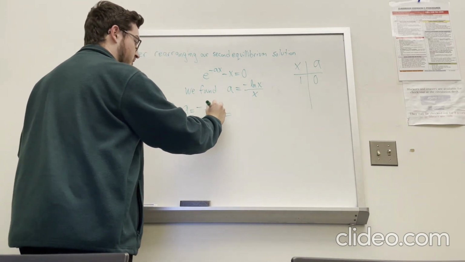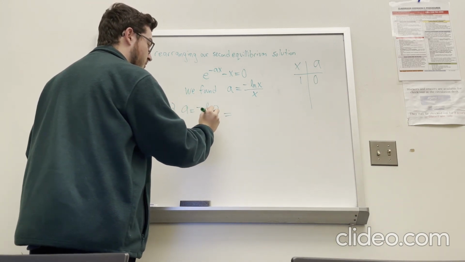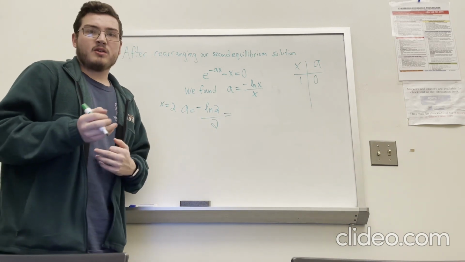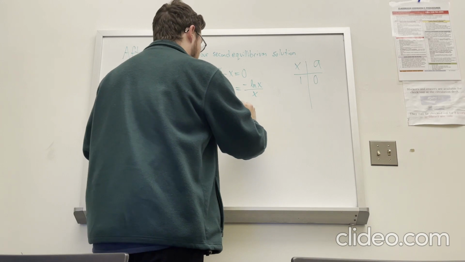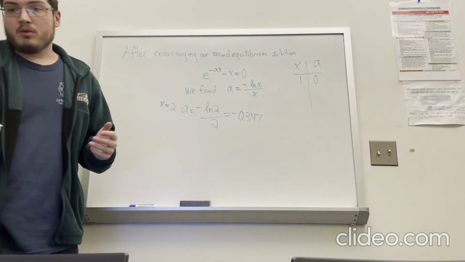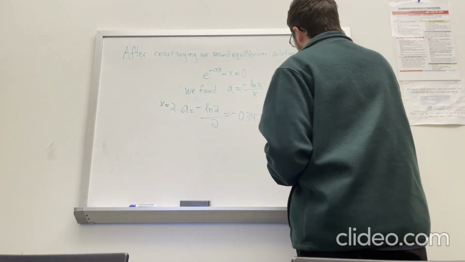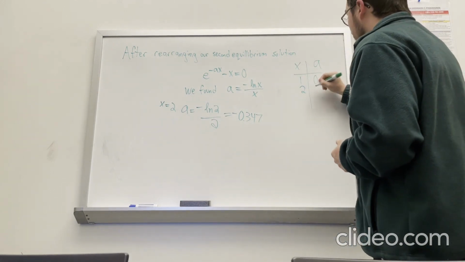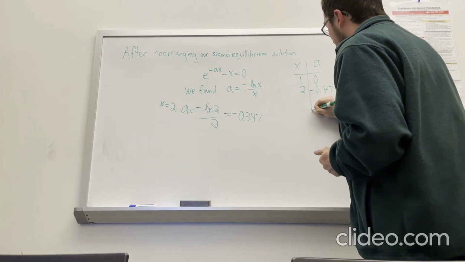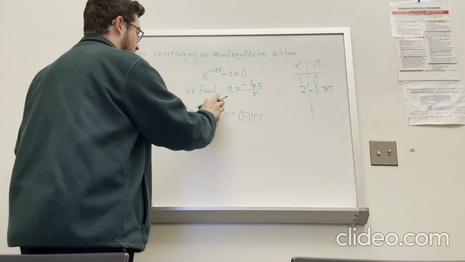Now for x equals 2, we get the same thing. a is equal to the negative natural log of 2 divided by 2, and this is approximately equal to negative 0.347. So as we can see, we're gradually going down here. So we have a value of x equal to 2, and we have negative 0.347. Now for x equal to 3.